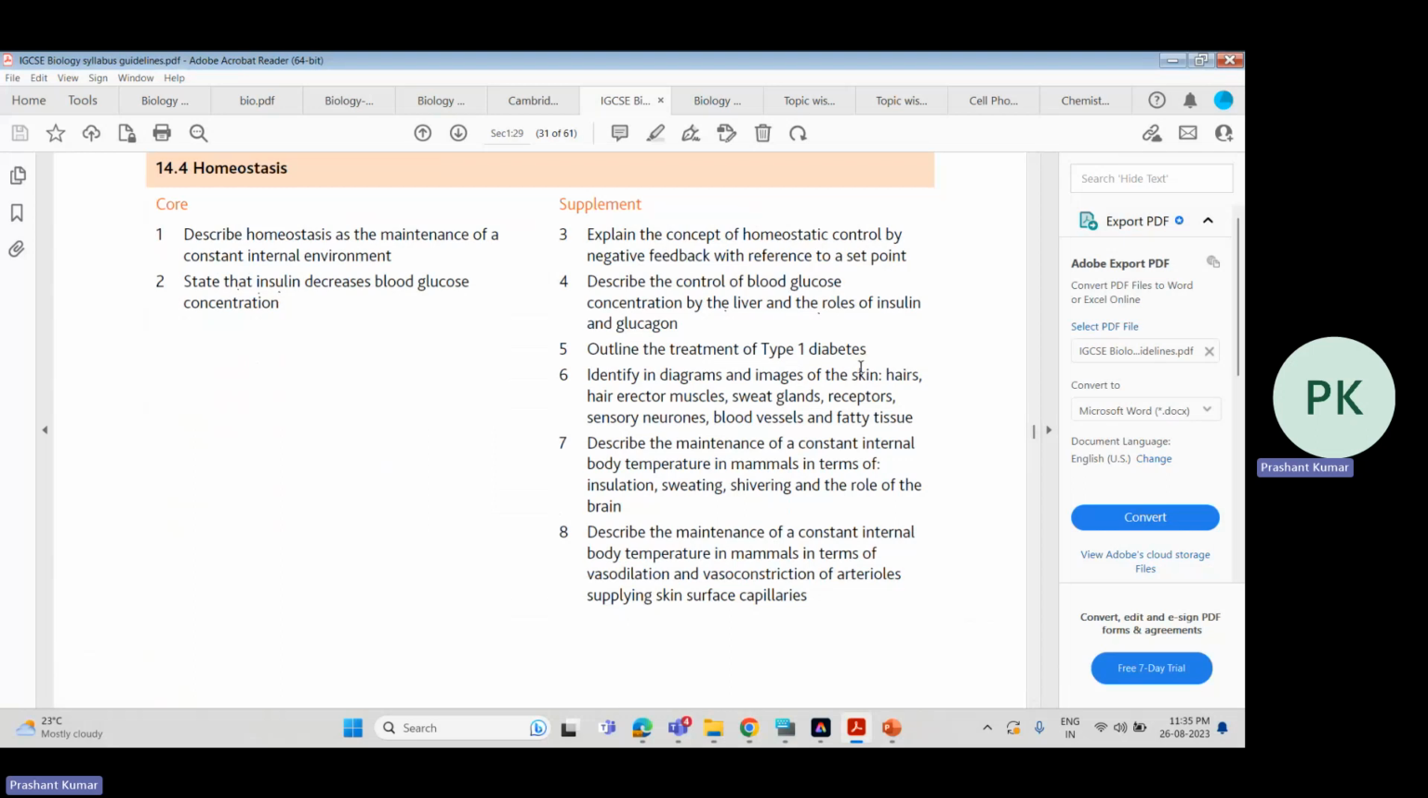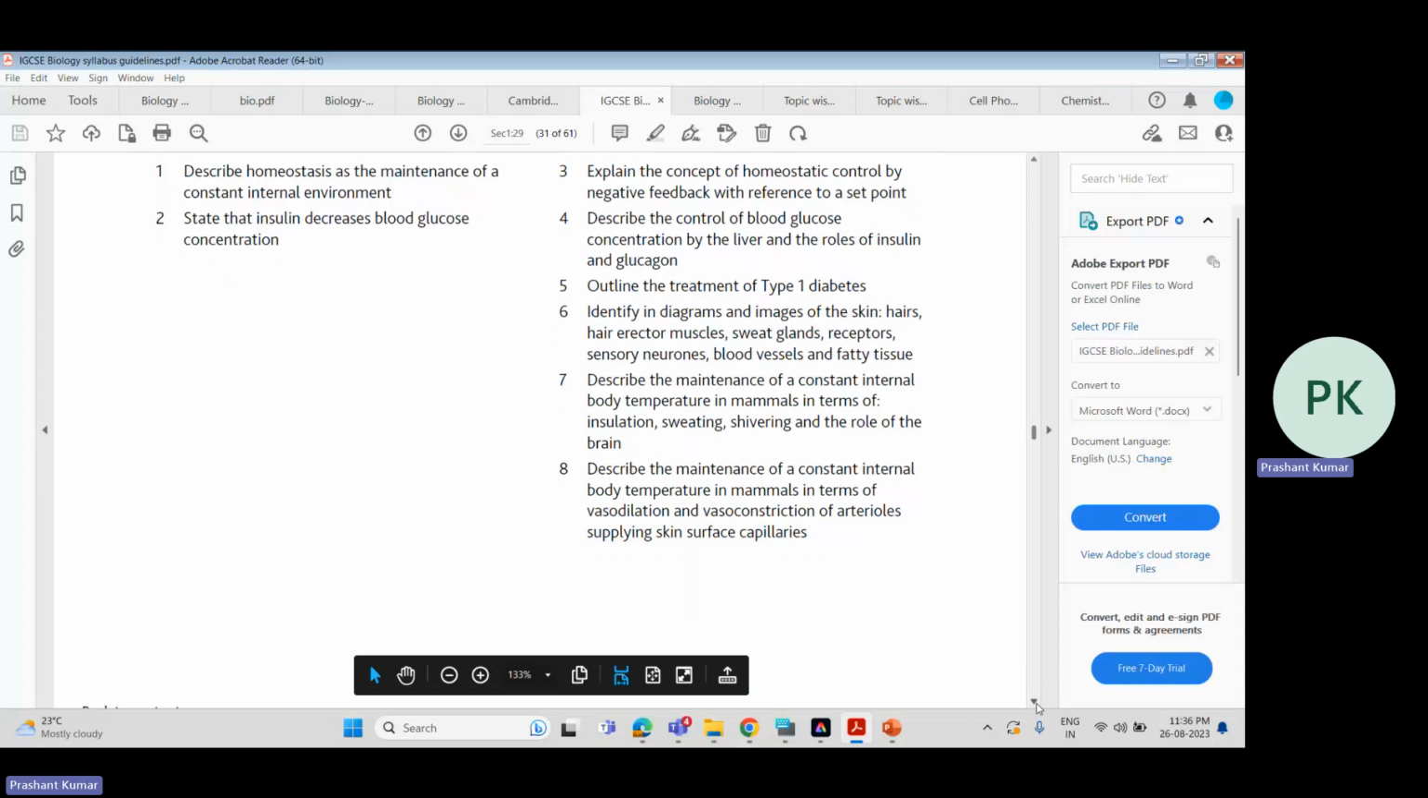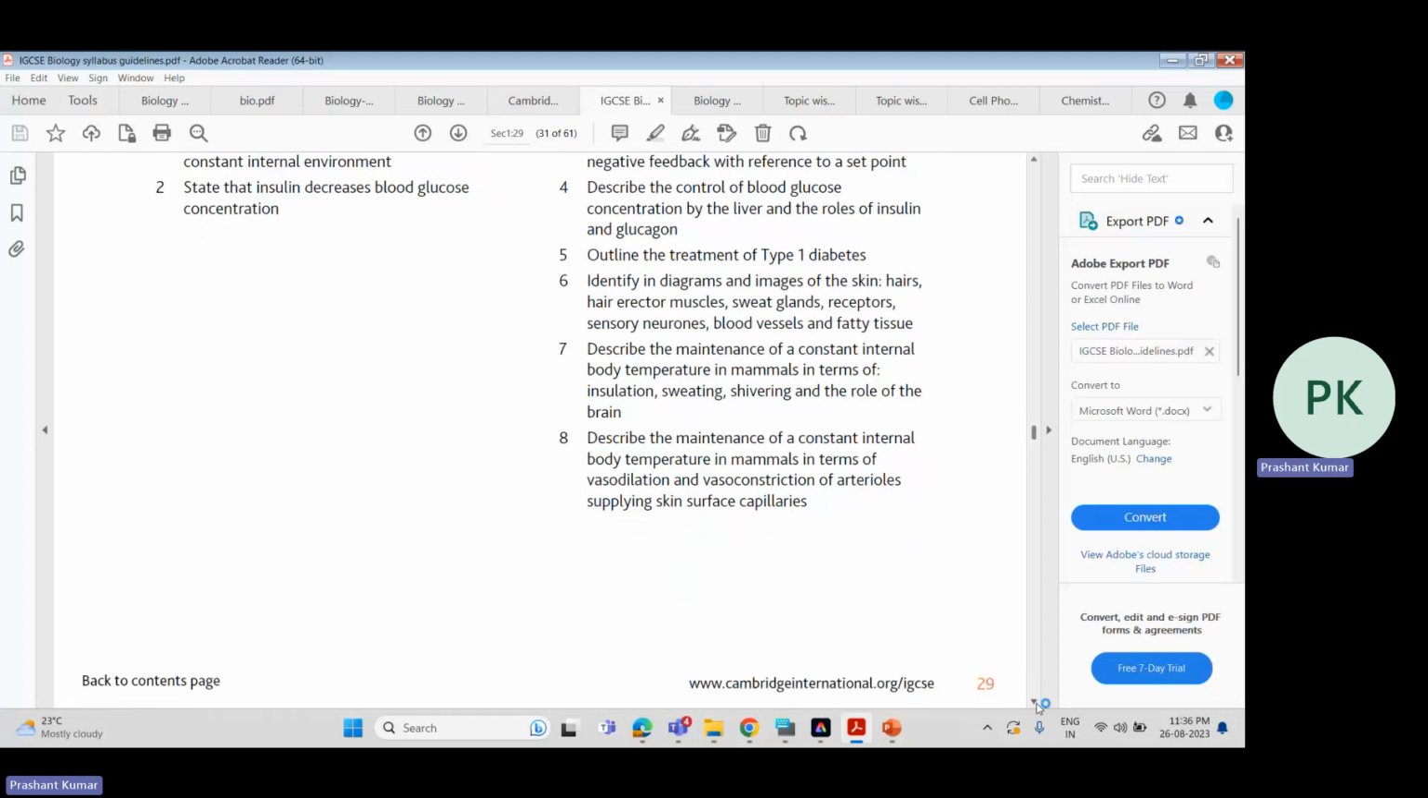Describe the control of blood sugar concentration by the liver and the role of insulin and glucagon. Then we'll talk about type 1 diabetes. Identify in diagram and images the skin, limited to hair erector muscles, sweat gland, receptors, sensory neuron, blood vessels, and fat tissue. Describe the maintenance of a constant internal body temperature in mammals in terms of insulation, sweating, shivering, and the role of the brain. Then we'll discuss vasodilation and vasoconstriction of the arterioles.